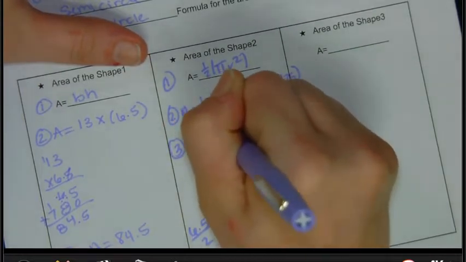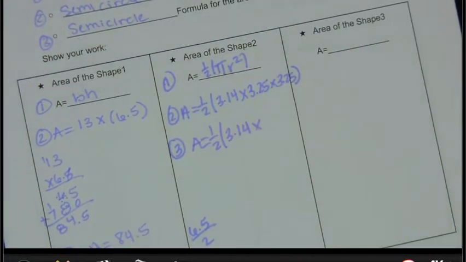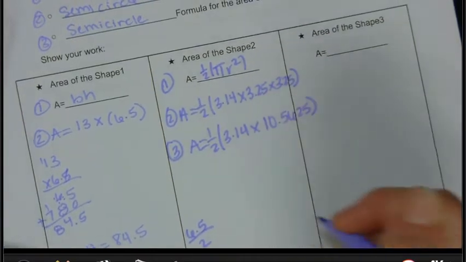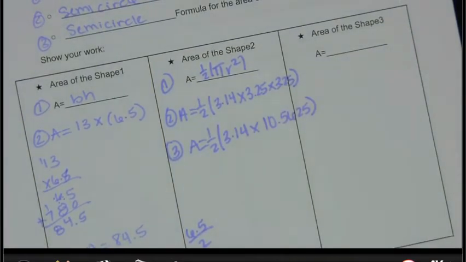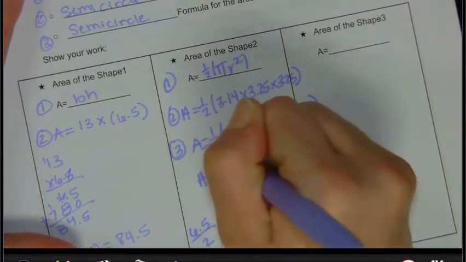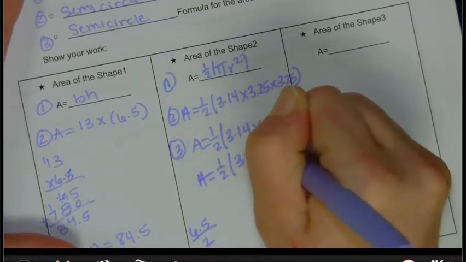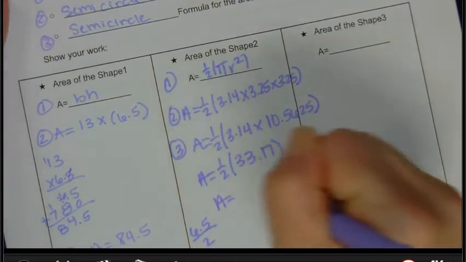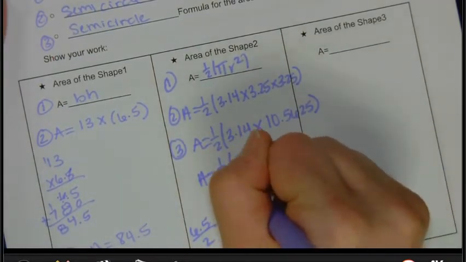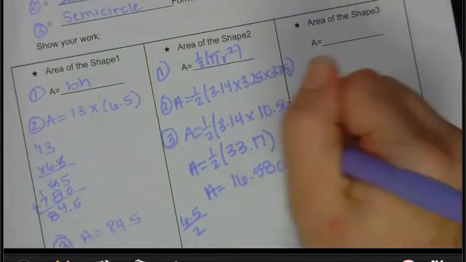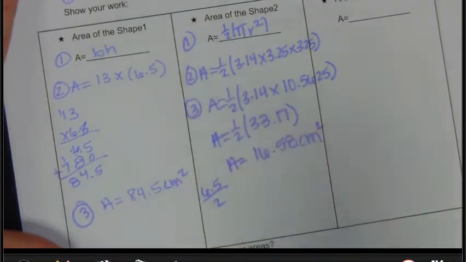So 1/2 times 3.14 times 3.25 squared, which is 10.5625. Then multiply this by 3.14. Area is equal to 1/2, and let's round it, 33.17. Now, since this is a semicircle, it's only half of this, so I'm going to divide it by 2 to get 16.58 centimeters squared. This one was centimeters squared too.